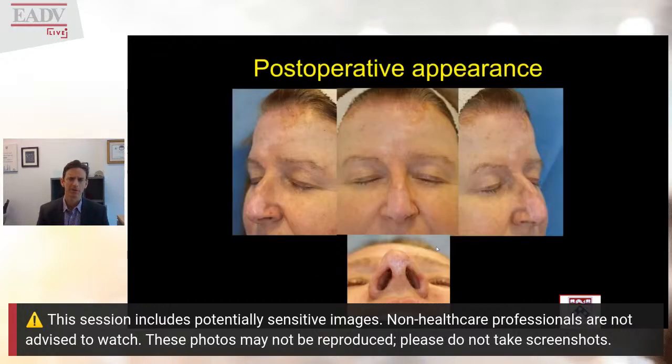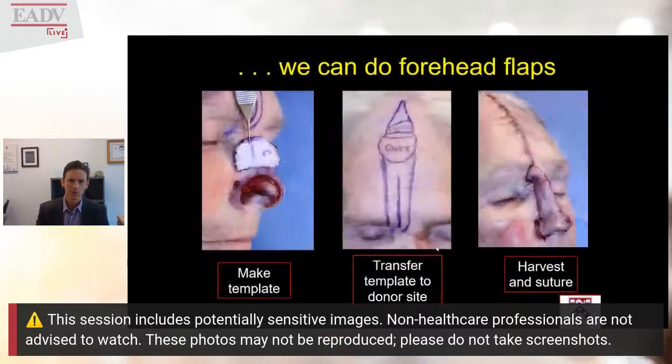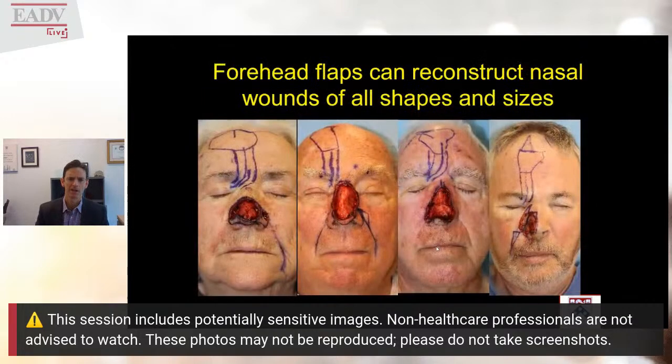So here's our patient 3 months later, and you can see a nice position and full volume of the brow. So there's a quick survey of the forehead flap. If we're doing full thickness skin grafts by making a template, transferring the template to the donor site, and then harvesting and suturing, we can also do a forehead flap. It's like a skin graft with an intrinsic blood supply and better color, volume, and texture for the forehead. And it will allow us to repair a whole wide range of defects on the nose with great versatility. Thank you very much.